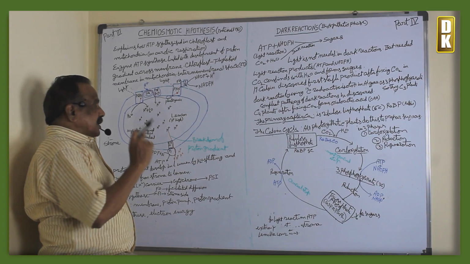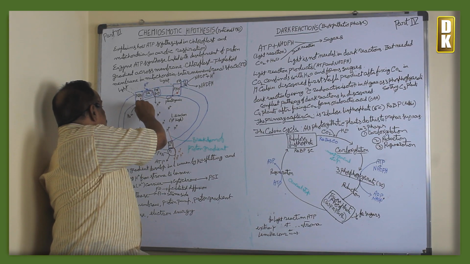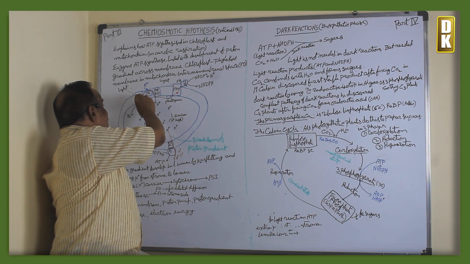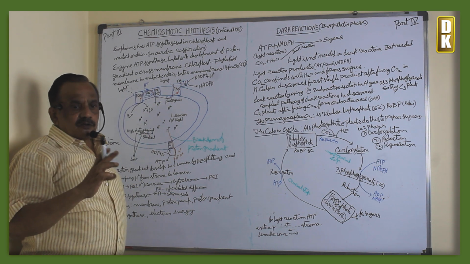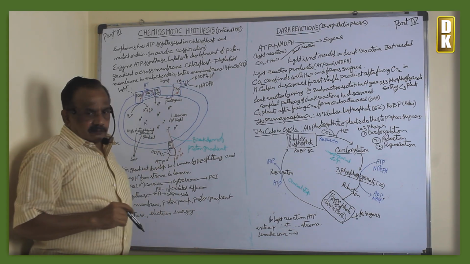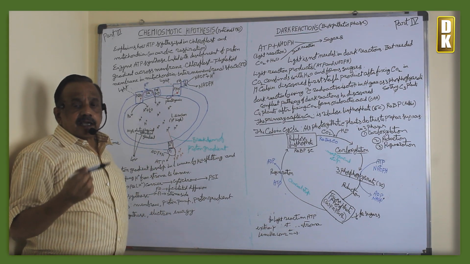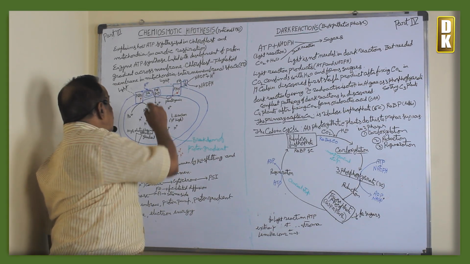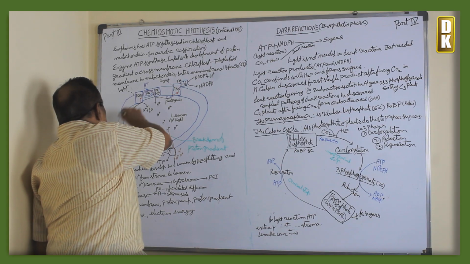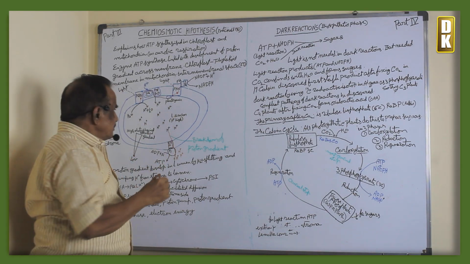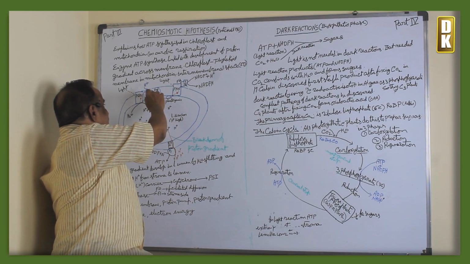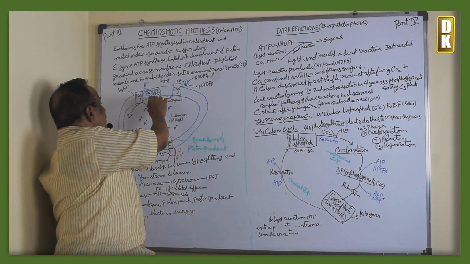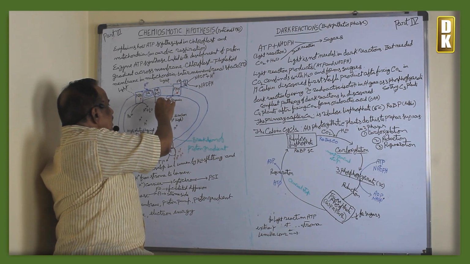The second point he has given: the electron which comes from photosystem 1 is received by the primary electron acceptor, and the primary electron acceptor gives this electron to the plastoquinone. Plastoquinone is an electron carrier, and not only that, it also carries one proton which was taken from the stroma, which I also discussed. It will release the proton in the lumen and send the electron through the electron transport chain.